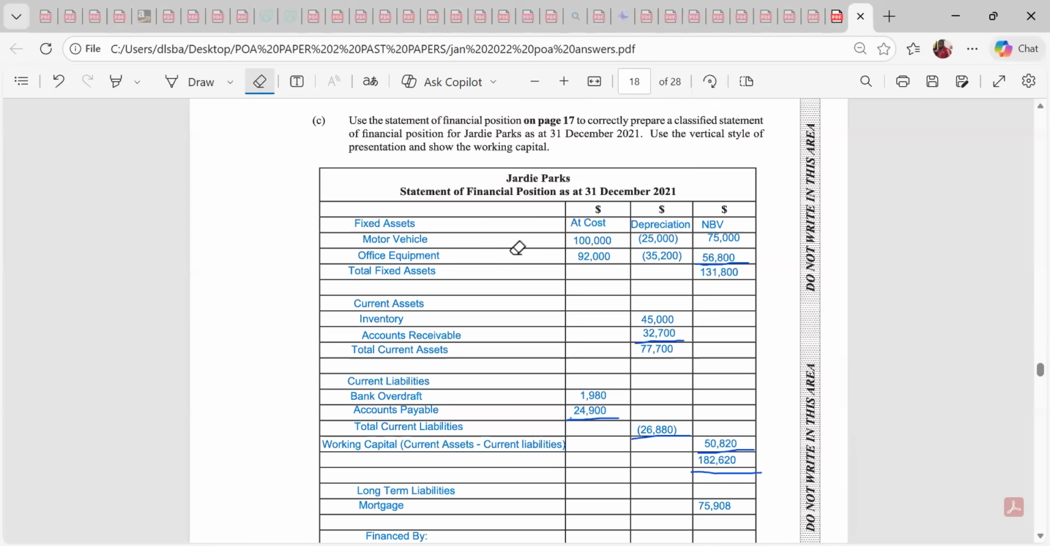We took our fixed assets, recorded them, and got our total. Then we put our current assets together, which was inventory and receivables, and we minus current liabilities from it to get working capital. And we add that to our fixed assets. I got my first balance here.